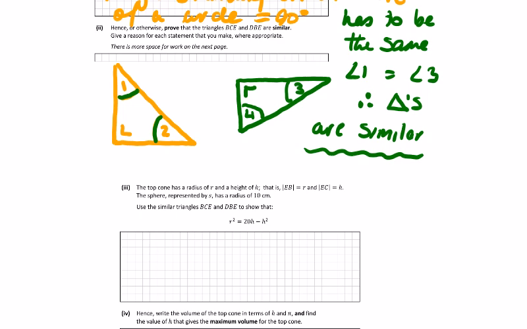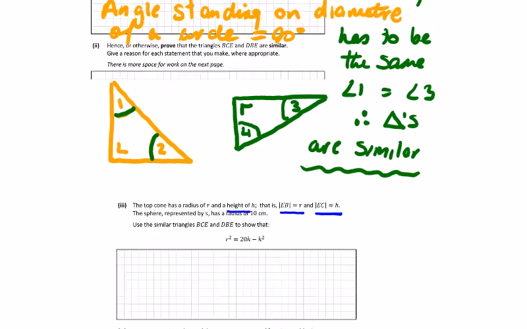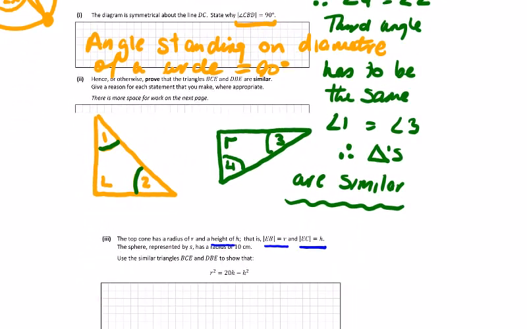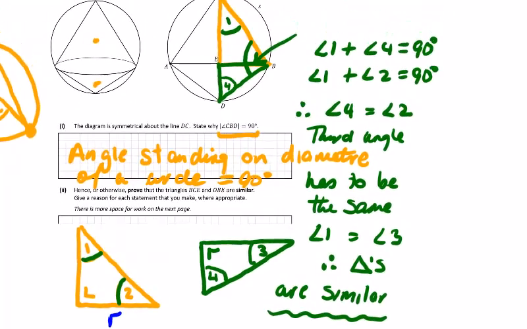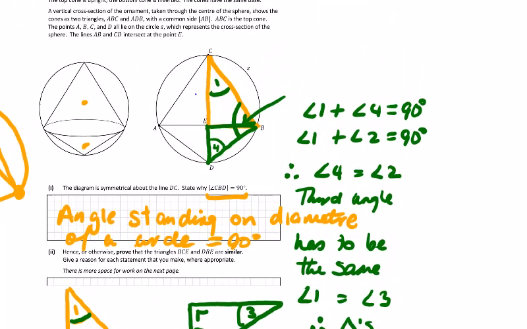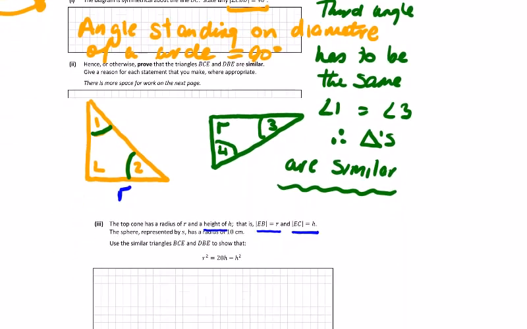So we're told in the next part, the top cone has a radius of r and a height of h. So EB is r and EC is h. So just have a look here. EB is r, which is this one here. And EC is h. Is that what they told us? EC is h. Okay, EC is h. And they've also told us that the sphere has a radius of 10.